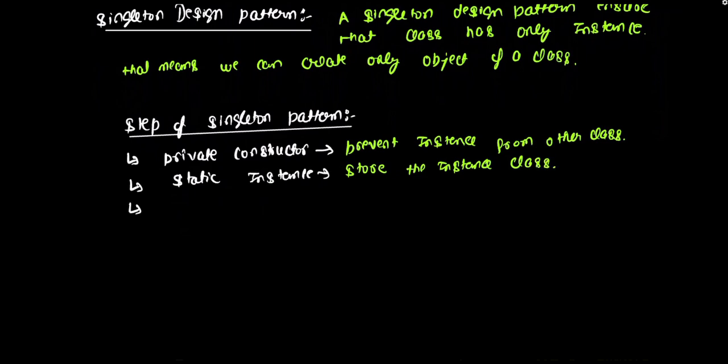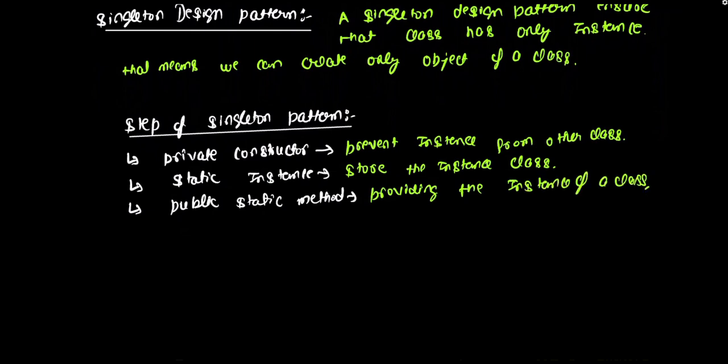Now the third point is that we create a static method, because a static method can be triggered directly without creating an object of the class, right? That's why we are using a public static method here, and in this method we provide the instance of the class, right?